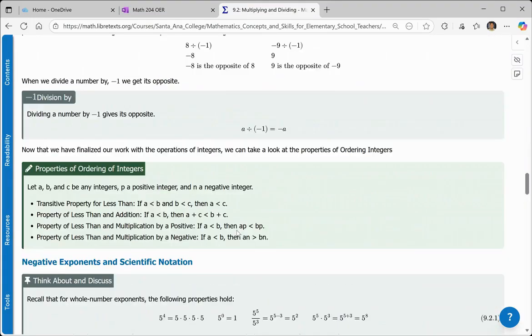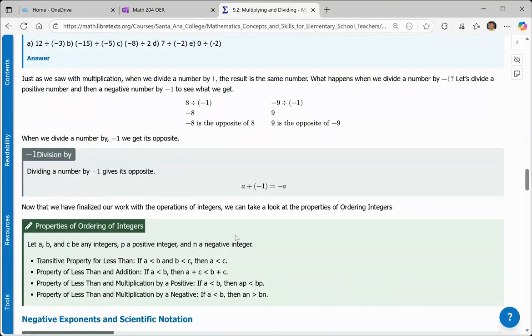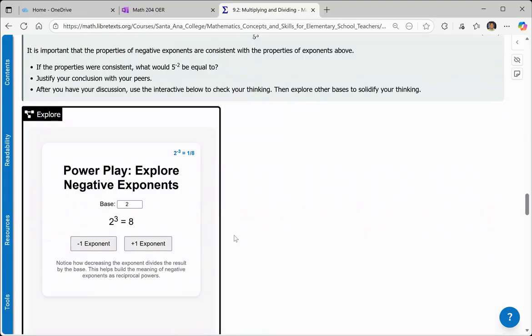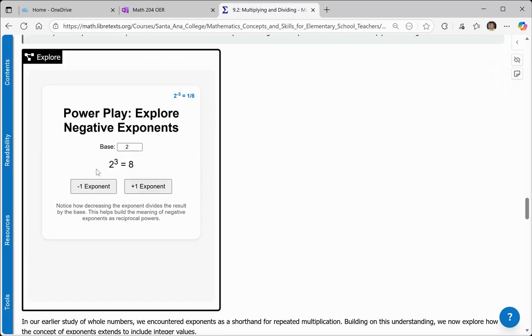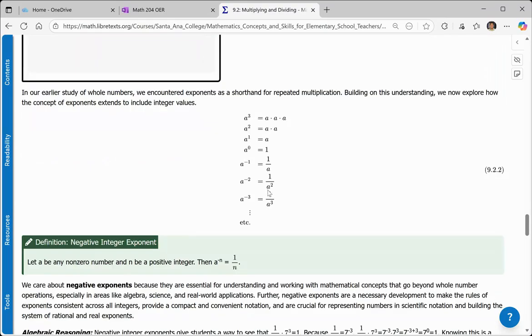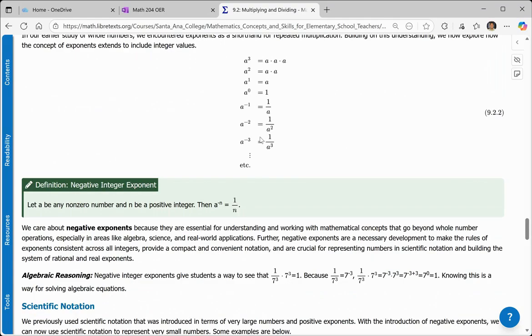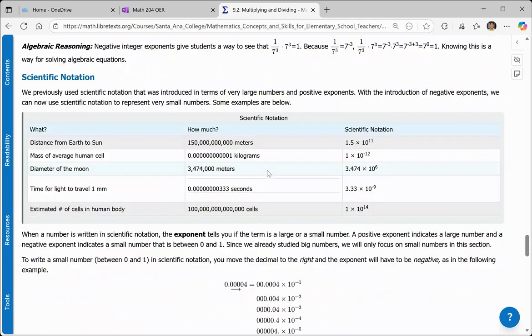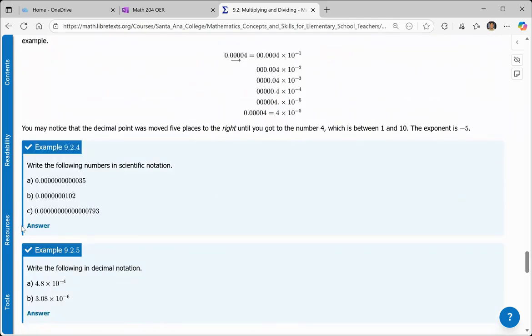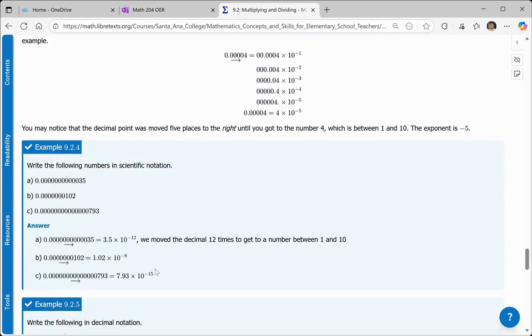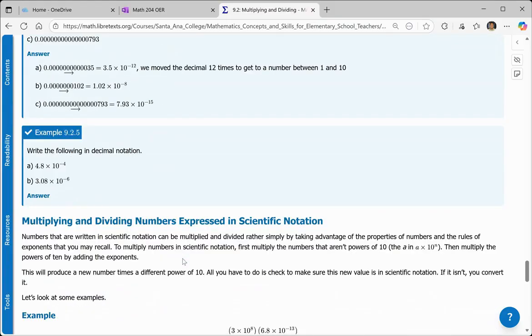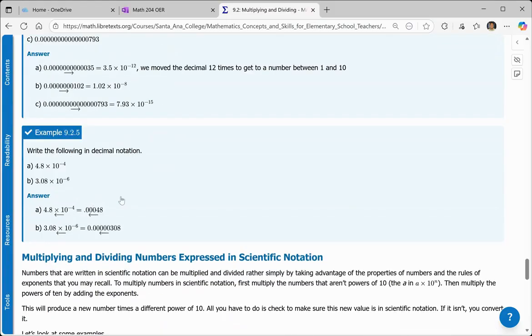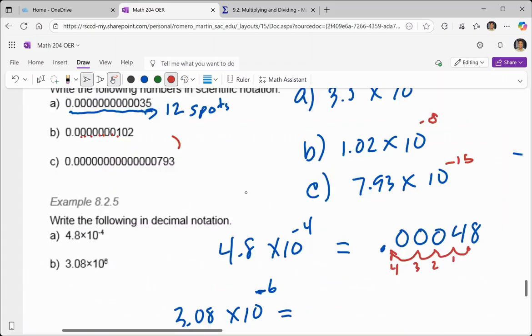Let's see. And don't forget, I have an exploration here for your negative exponents in the textbook if you want to see that. A lot more explanation too, so it's worth reading there. There's our scientific notation. Let's see if I got it. Yeah, 15. There we go. And 8 was right. And then we end with just some more practice problems here.